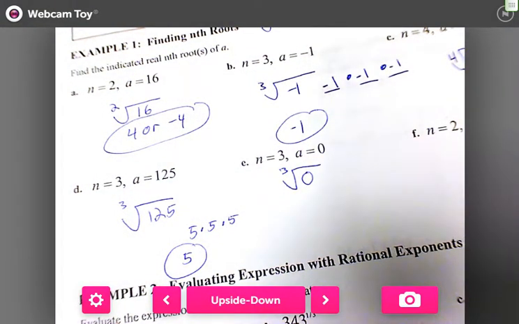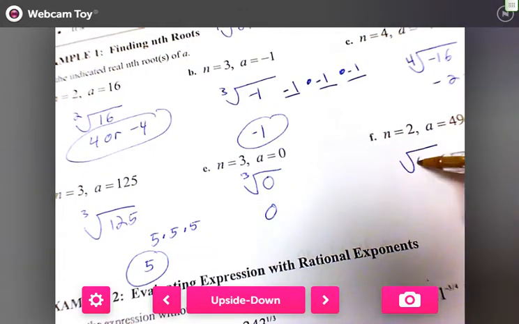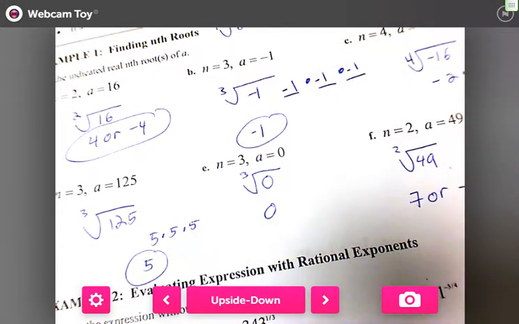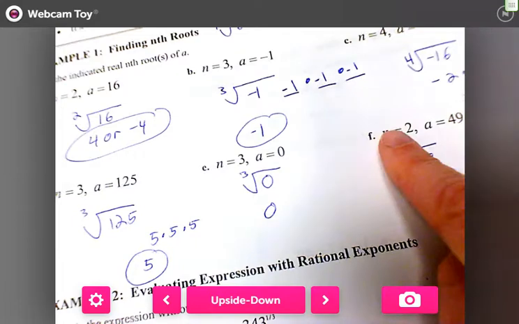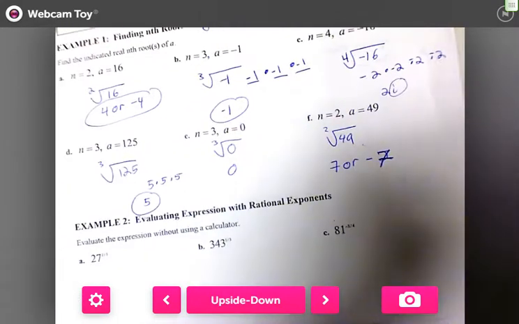0, right? 0 times 0 times 0 is still 0. Yeah, we're good. All right, we've got 49 to the second root. This gives me what? 7 or negative 7, because it's an even number. Okay?